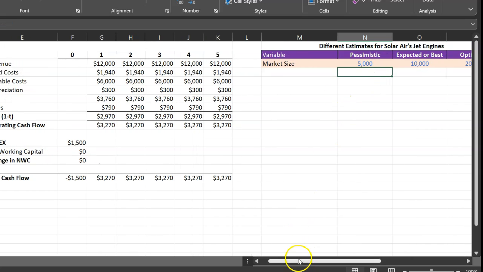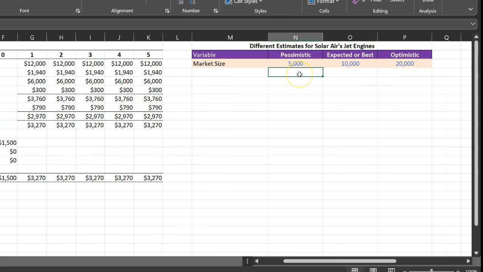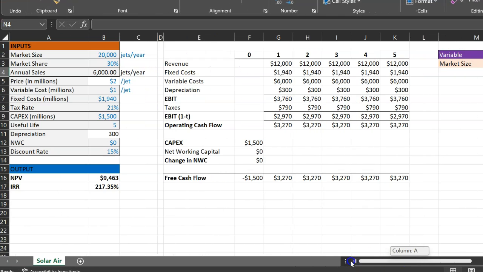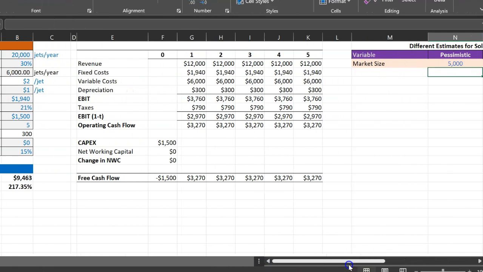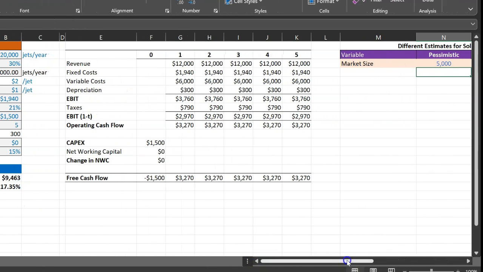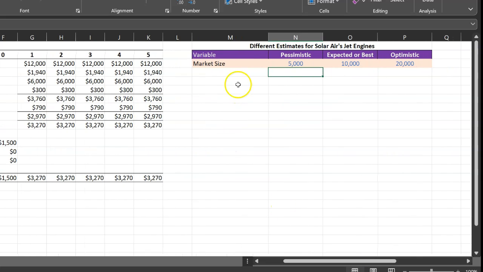Because as you can imagine, if you had several other scenarios, you'll always be going back and forth, first changing the number here, then looking at the NPV and then putting that in here. And that's just market size. What if you instead wanted to do this exercise for market share or something? So the easier way of doing this is as follows.